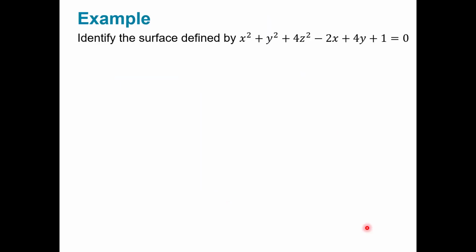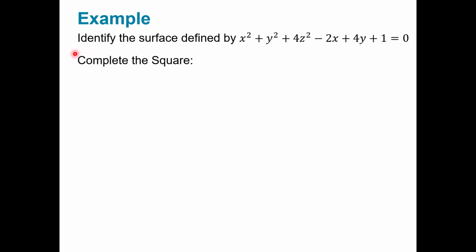So let's take a look at an example for this one. Identify the surface defined by this equation. What I want to do is figure out what surface this is actually looking like. I'm going to just tell you right now it's an ellipsoid because that's all we've mentioned. But basically I'm going to give you the other equations for the other surfaces, and you break the equation down to make it look like one of those equations.